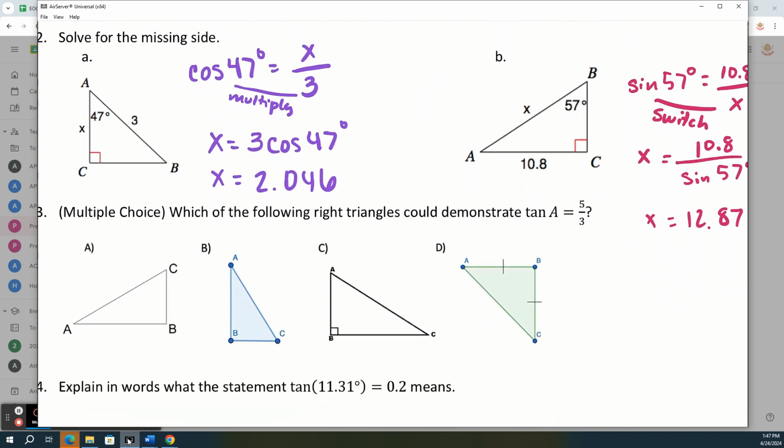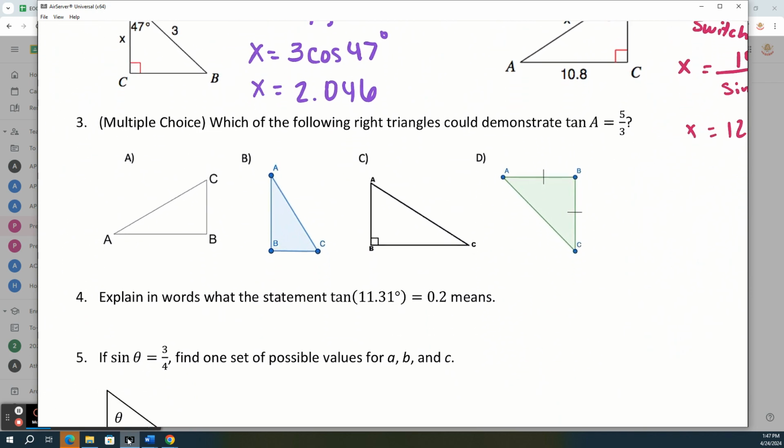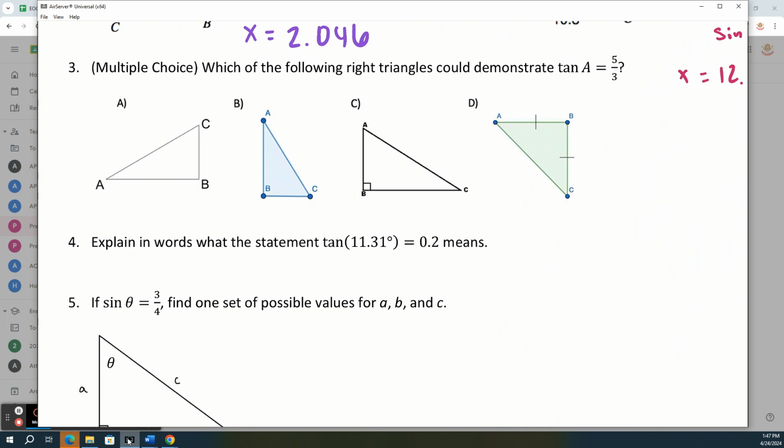All right. Then on number 3, this is a multiple choice question. So which one of these triangles could demonstrate that when we took the tangent of A, so here's angle A, they're all super tiny, we took the tangent of that angle, we got 5 over 3. So what does that mean the 5 should be? The opposite. And the 3 should be adjacent. Now, none of these are labeled, but there's only one triangle where the opposite side is longer than the adjacent side.